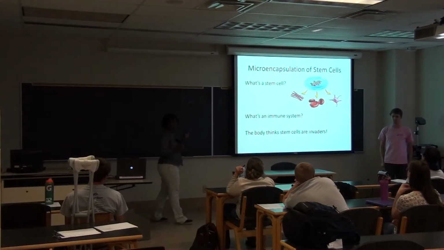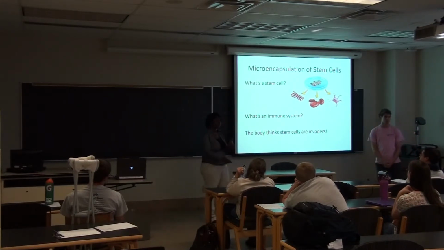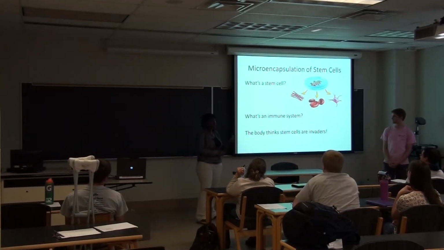Okay, so does anyone know what a normal cell is, like your human cell? A cell is just a biological worker that performs activities in your body. So your blood cells, they transport oxygen. Your immune cells, they'll fight the bad guys. So Jack worked with stem cells.